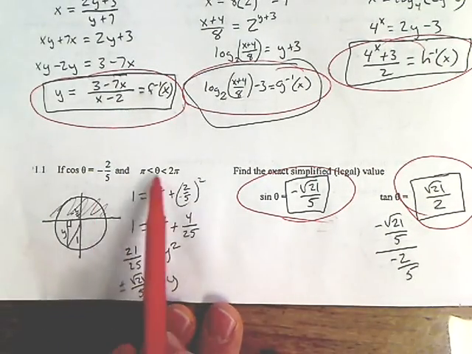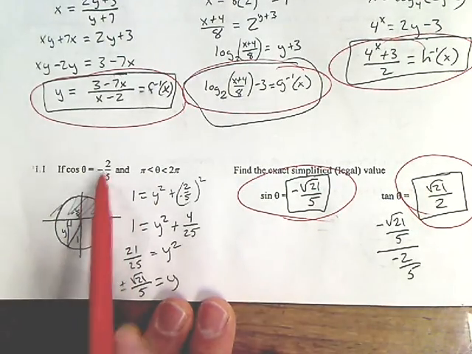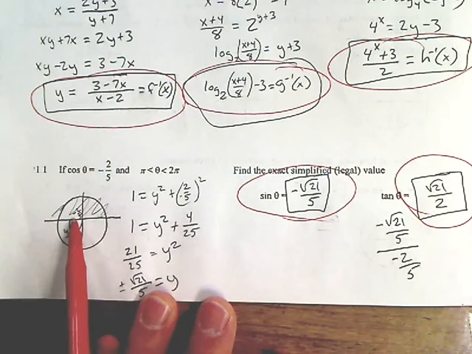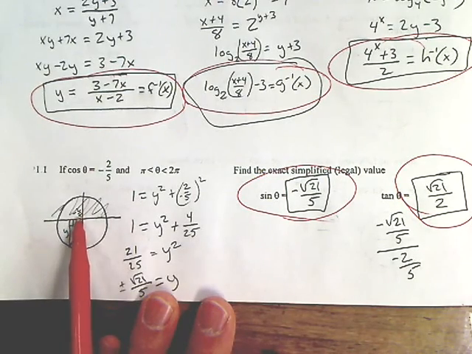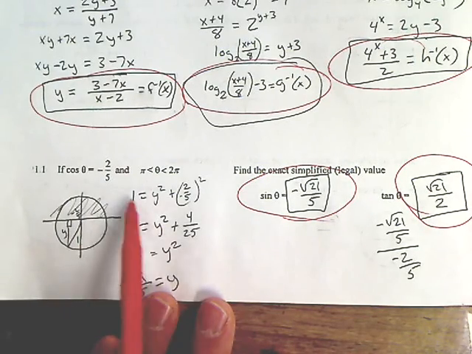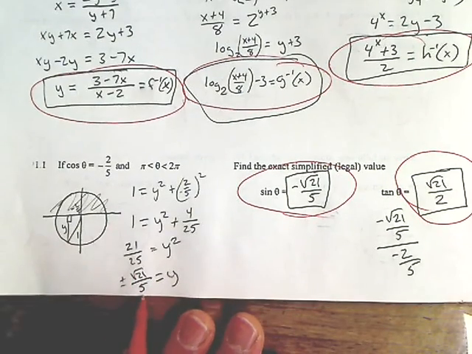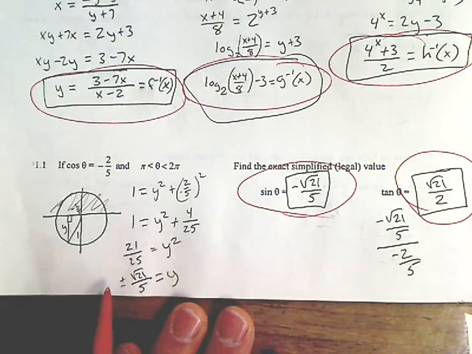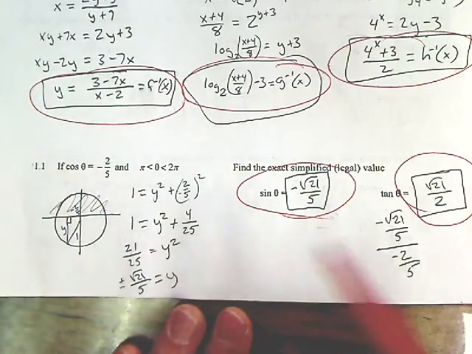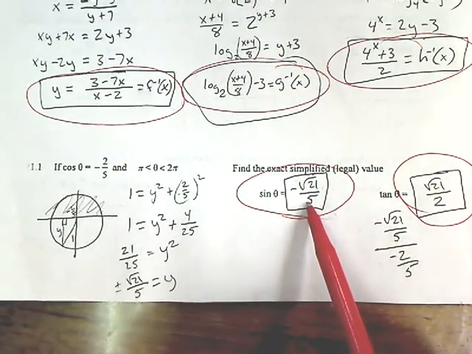And the domain is from pi to 2 pi. Cosine is negative, so it's over here. And it's negative 2 over 5. I need to find the y, and I don't know it. I know the hypotenuse. It's always 1. It's the Pythagorean theorem. And it's not going to be positive, because in this quadrant, sine is only negative. So that's why I have that guy.